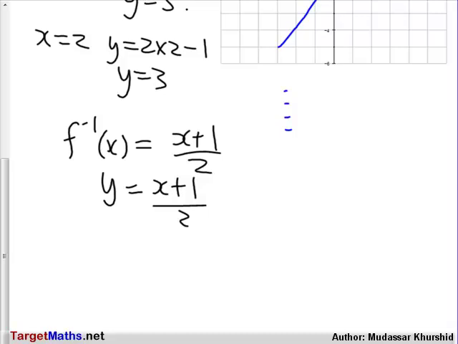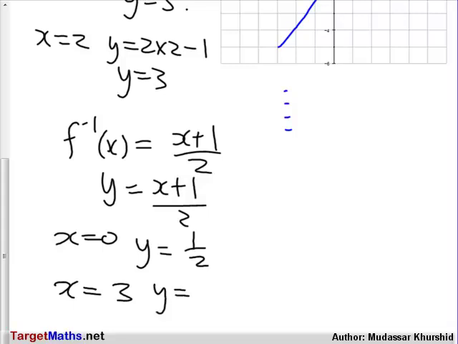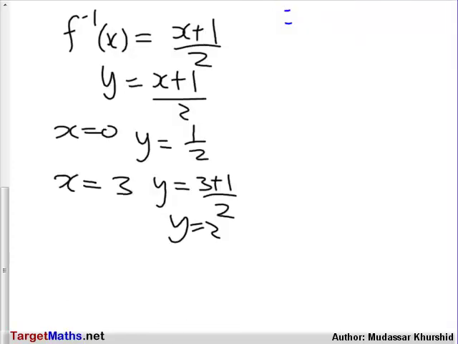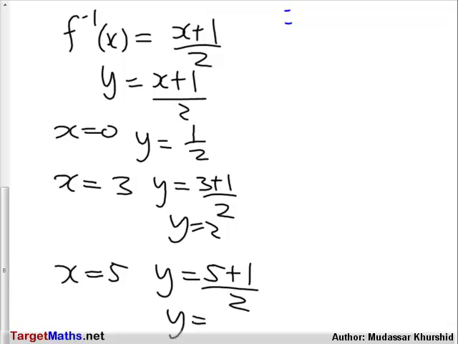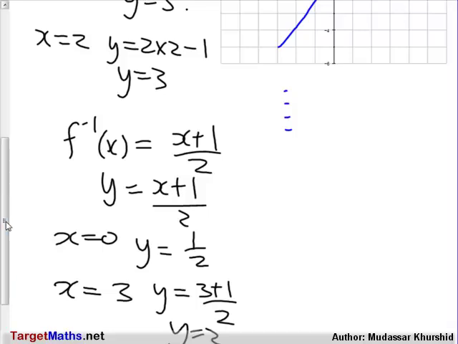So now, in the same way as before, we will need to take a few points and plot them on the grid. So when x equals 0, y will equal a half. When x equals 3, y will equal 3 plus 1 over 2, y equals 2. And to be safe, let's take another point. When x equals 5, y will equal 5 plus 1 divided by 2, y is equal to 3. So now let's plot these points on our grid.